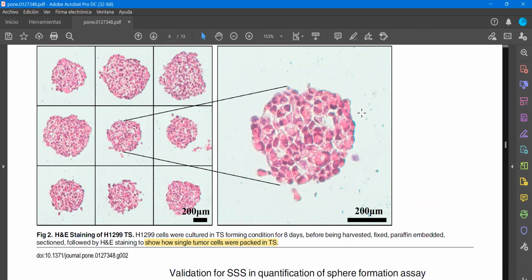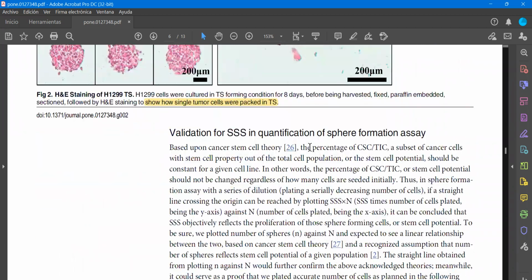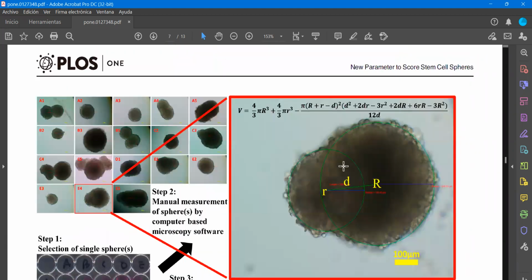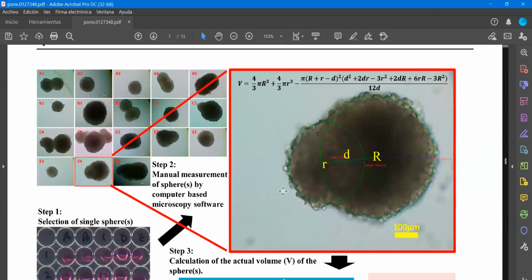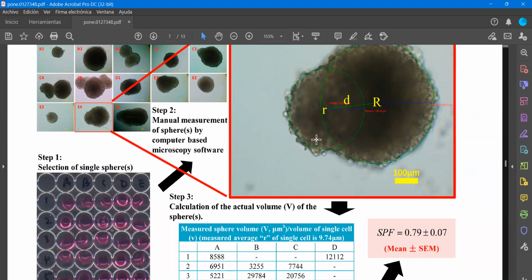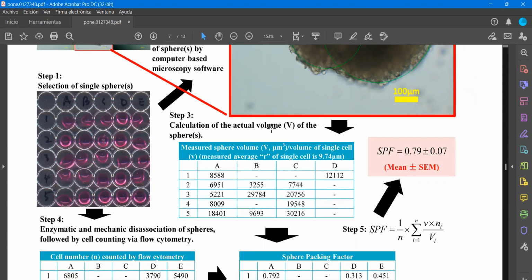And what they show here is this staining in order to be able to see how single tumor cells are packed in the tumor sphere. So they introduced this new parameter to see how packed a sphere can be. And here we see how, with the area, they draw a circle, and now they measure the radius and they are able to calculate the volume. And this new parameter that I told you is the sphere packing factor.